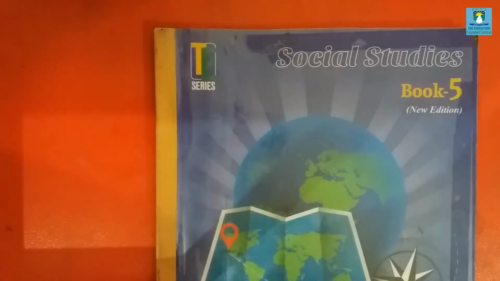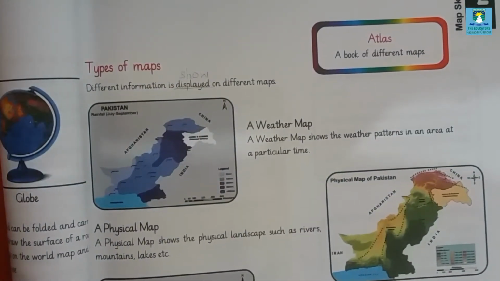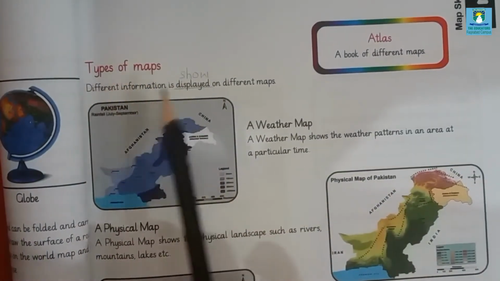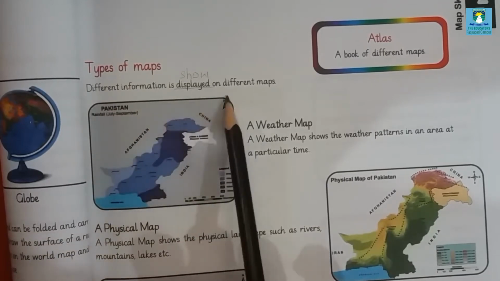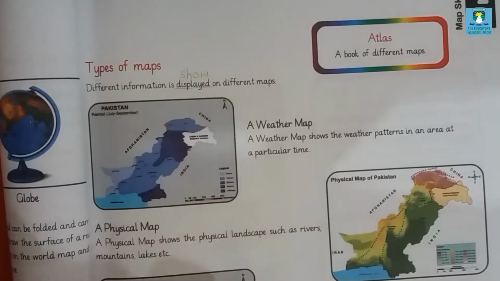Take out your SST textbook. Take out page number 13. Today we will start a new topic, types of map. Different information is displayed on different maps. Displayed means shown. So basically we have 4 types of map.